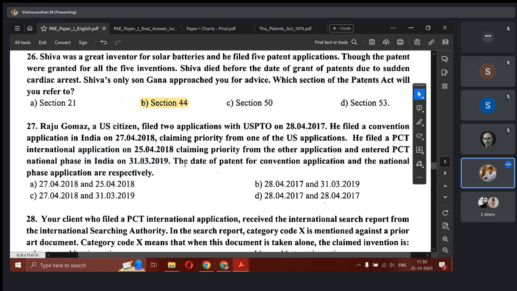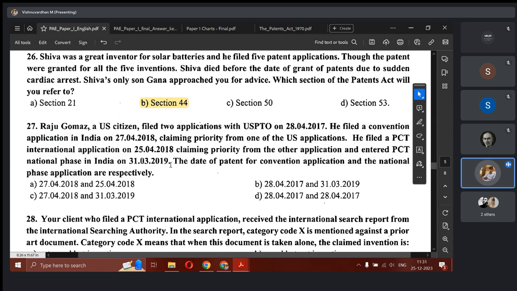Cool. So the date of the patent for convention application and the national phase application are respectively... So they're asking you the date of the patent for the convention application, as in this convention application in India. So what has happened here is basically he has filed multiple applications. So in Indian Patent Office right now there are two applications. Firstly, due to some confusion, he has filed a convention application also on 27/4/2018. This is also legal, and he has also filed a PCT beforehand in some other office, and he has come to India also through PCT on 31/3/2019.